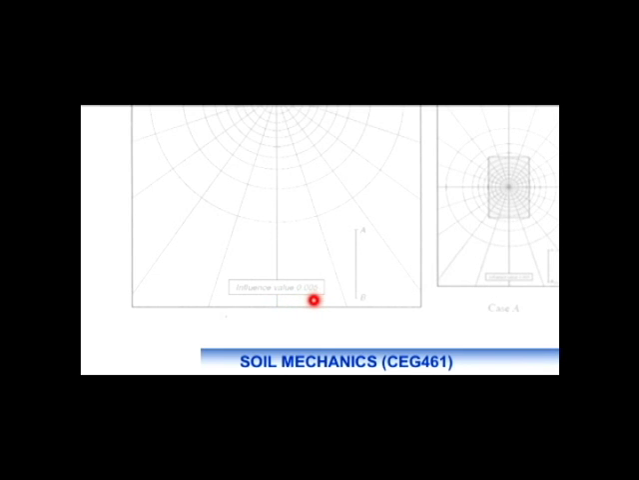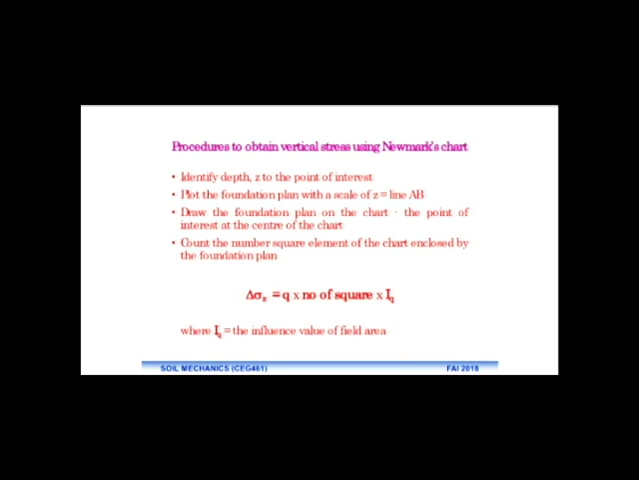The fifth is you have to know the influence value stated on your Newmark chart. So the influence value of your Newmark chart will be stated on your Newmark chart. So that will be IQ.